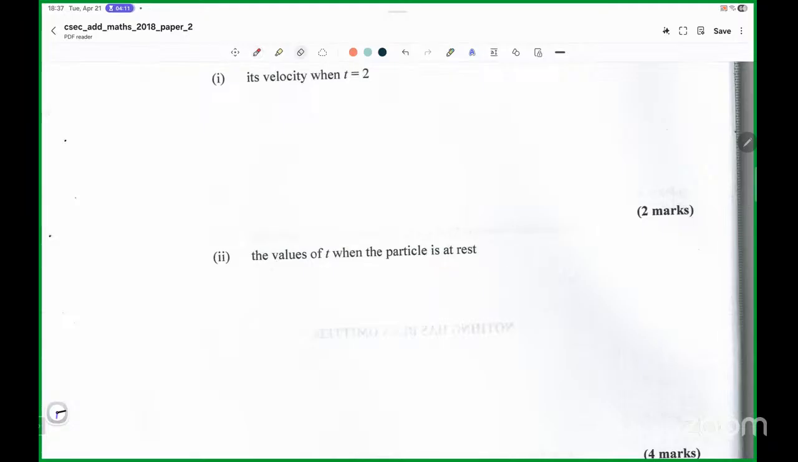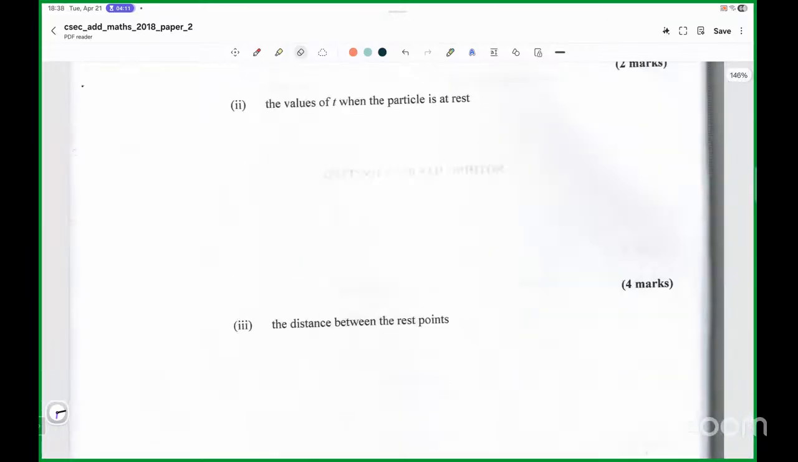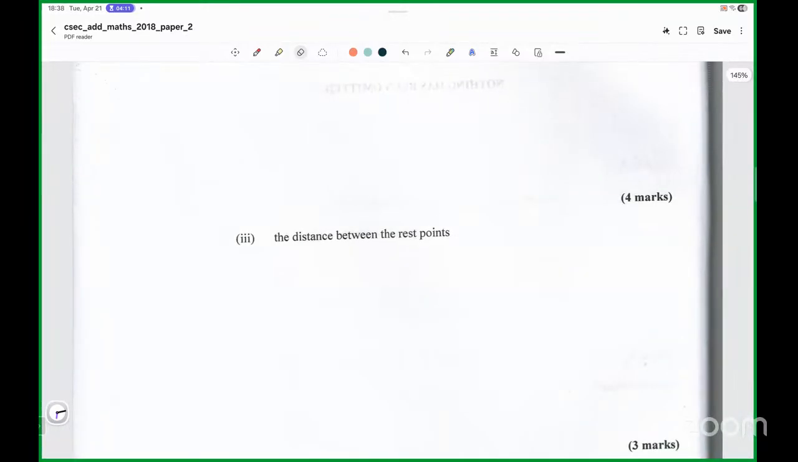That's when it stops to turn. Remember, it's when it stops to turn, about to move in a straight line, that will stop in order to turn. And it stops instantaneously. So I want to know the time when it stops. And I want the distance between the rest points. I want the distance traveled between the rest points.